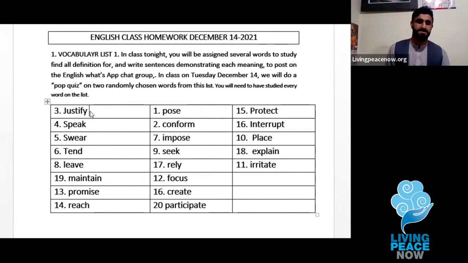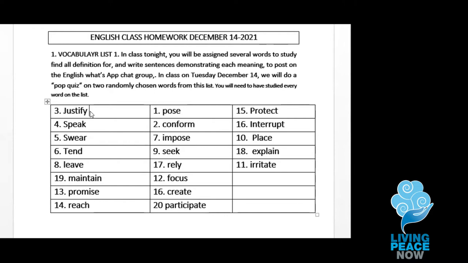Select one word from them, and then you can give information on it. Just one word you should select. Which one do you like more in these 20 words? Which one do you like more? Third one. Which number? Third. Yes. Where is the third one?